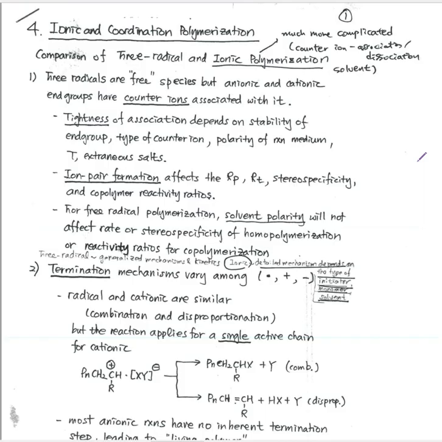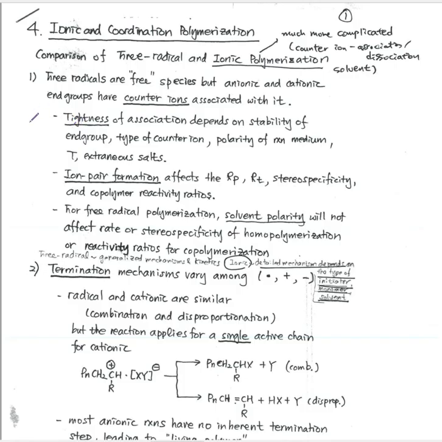Okay, so now let's begin with the ionic polymerization part. When we first learned about addition polymerization, we briefly learned that there are three different kinds: free radical, cationic, and anionic polymerization. Previously we learned about free radical polymerization, its basic features, kinetics, and molecular weight distribution, etc. Now it's time to begin with ionic polymerization. So let's first compare free radical and ionic polymerization.